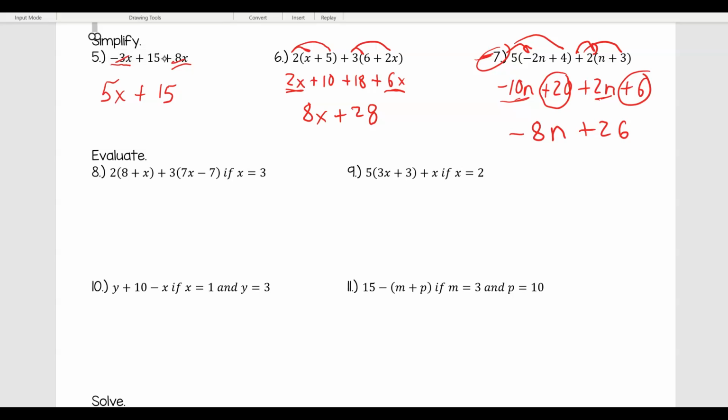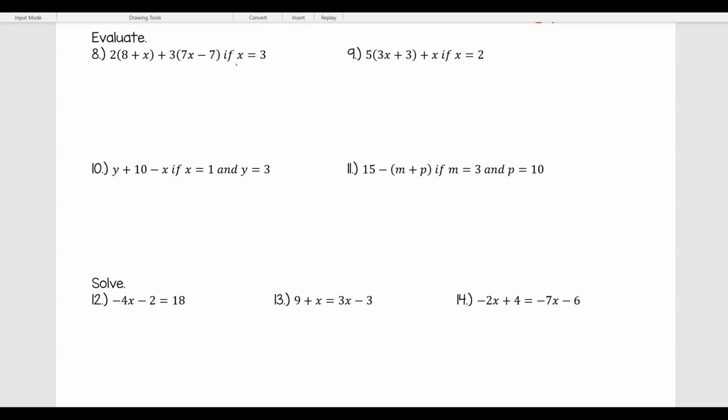Now we're doing something a little bit different. Right, what are we doing now? Now I have an actual value for x. I know that it's 3. So if you want to simplify first, we can do that. So we could multiply through here like we did in the previous example, and we'd have 2 times 8 is 16. 2 times x is plus 2x. Now we distribute the 3 times 7 is plus 21x. And then 3 times negative 7 is minus 21. If I combine my like terms, I have 2x and 21x. That's 23x. 16, that's a positive 16, minus 21 would be minus 5.